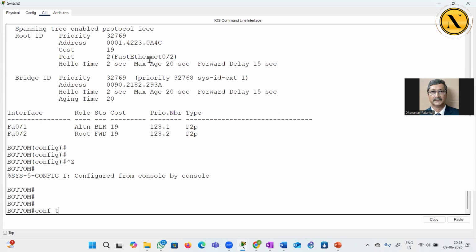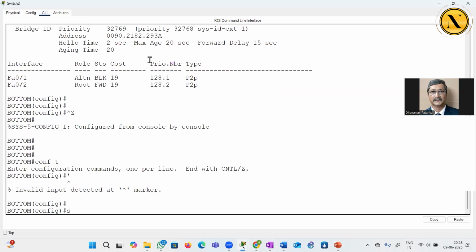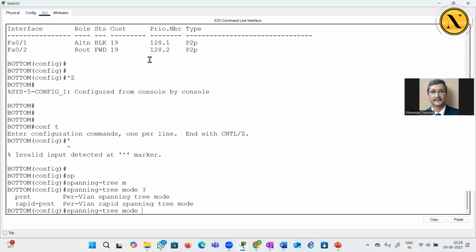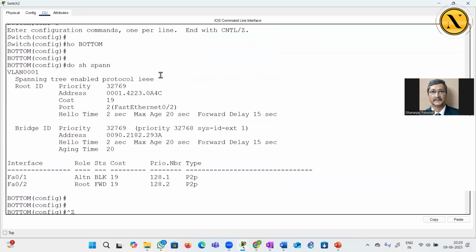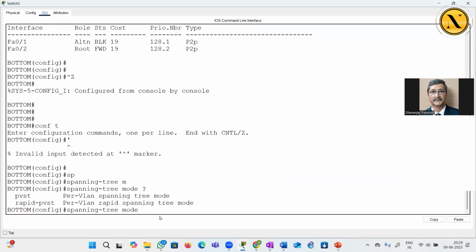Look at this. Configure terminal, spanning tree mode. We have three choices: PVST, rapid PVST and MST. MST is not shown here because this is software. On a real switch, you'll find MST, multiple spanning tree, in your company. The default is this one. You can change it to rapid PVST or MST in real life. Right here only rapid PVST. But we know in theory that the default is this. So IEEE stands for PVST.